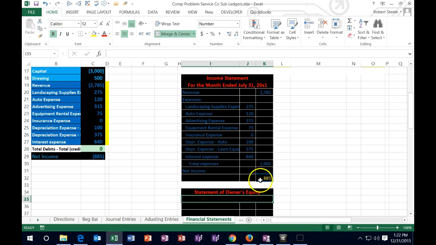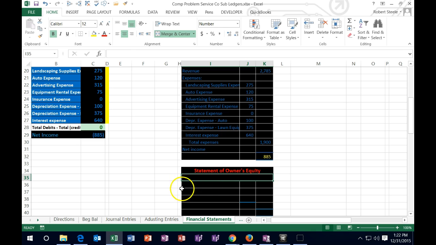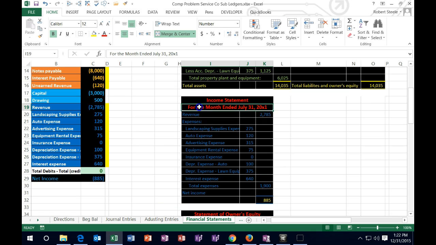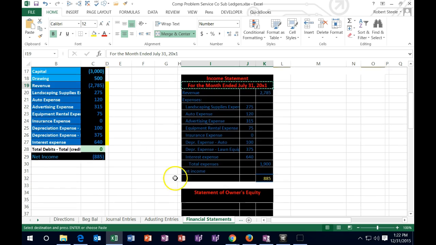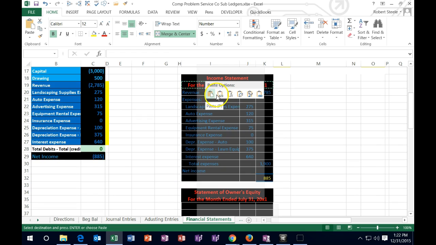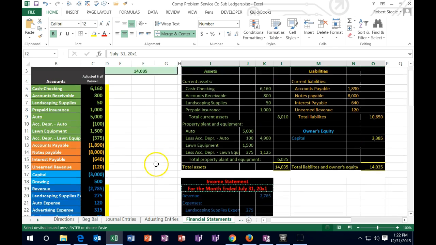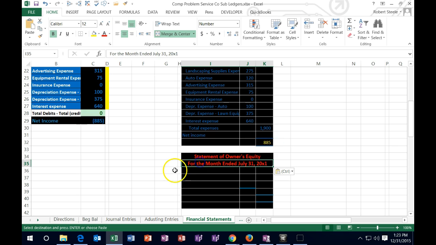You'll also note that we have a yellow number here. That means we're going to see that yellow number somewhere else. We're going to see it in the statement of equity. So the statement of equity, also a timing statement, also has a beginning and an end. So I'm going to copy and paste this one. So it's not as of a point in time like the balance sheet. It has a beginning and an end, meaning it starts July 1st and ends July 31st.